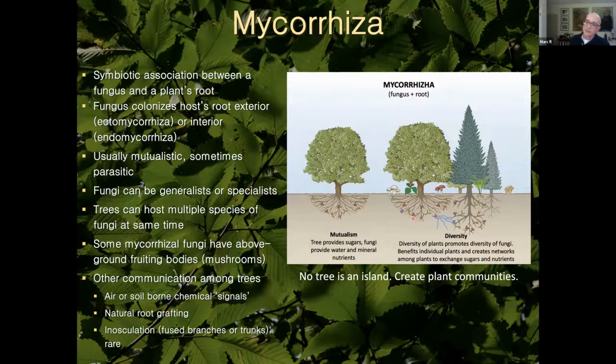Some mycorrhizal fungi have above ground fruiting bodies that we know as mushrooms, not all of them do. And this is just an example of how some of them can have these networks. The fungi themselves form these networks between the plants. So the nutrients from these plants, the sugars, can actually travel between the plants, which is really fascinating.